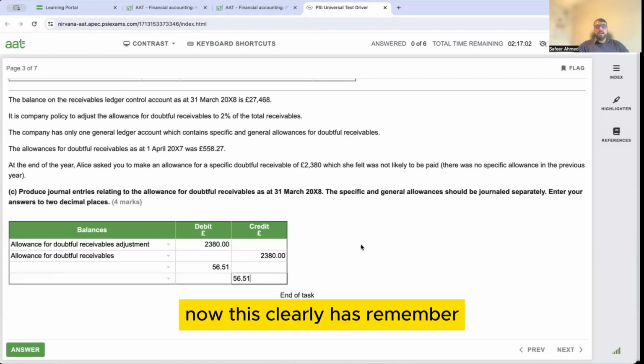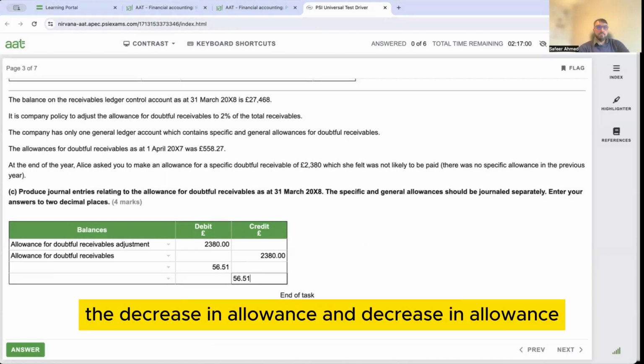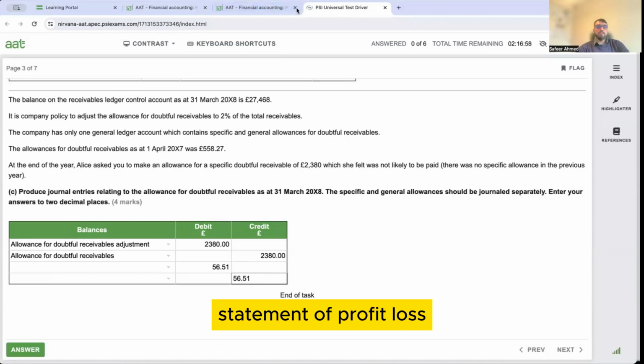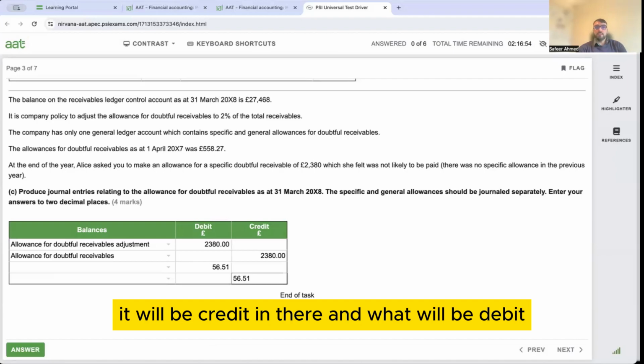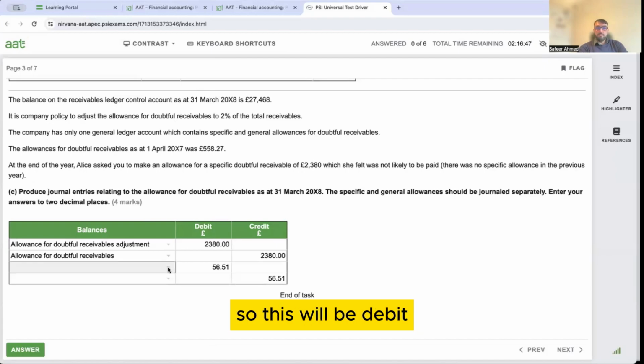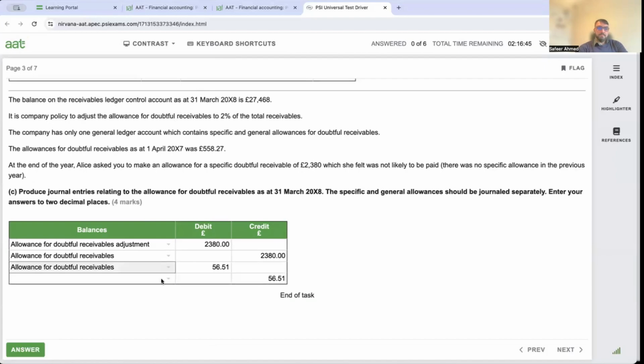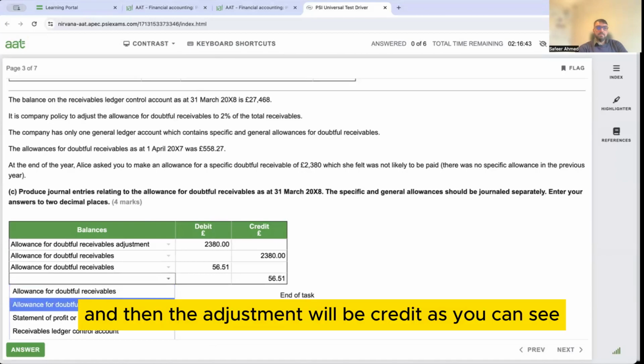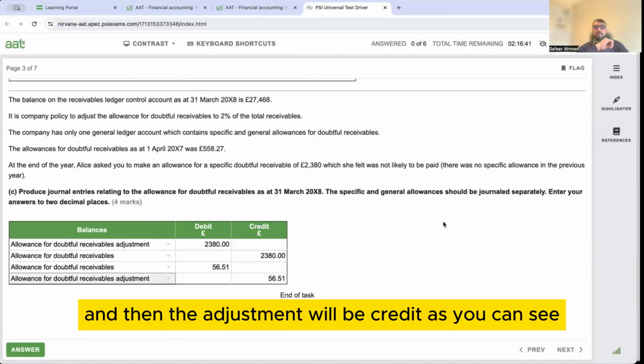Now, this clearly has, remember, a decrease in allowance, and for a decrease in allowance, whatever adjustment we make in the statement of profit and loss will be credit there. And what will be debit then? Debit will be allowance for receivable, allowance for doubtful receivable. So this will be debit, and then the adjustment will be credit, as you can see.